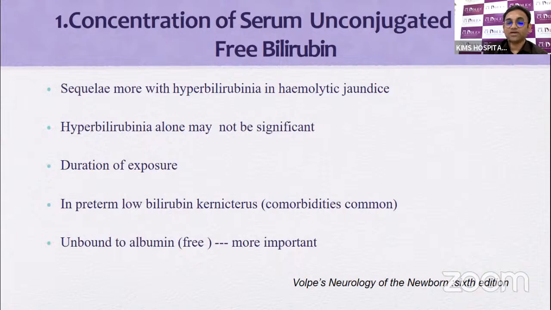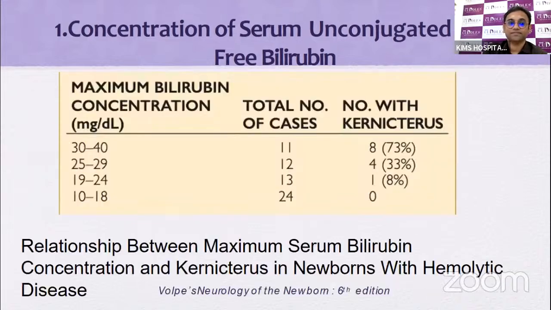And when we ask whether it is the total bilirubin or the unconjugated bilirubin that is more important, it is the unconjugated bilirubin that is unbound to the albumin, which is called the free bilirubin. It is the more important pathological bilirubin that causes this neurological dysfunction.